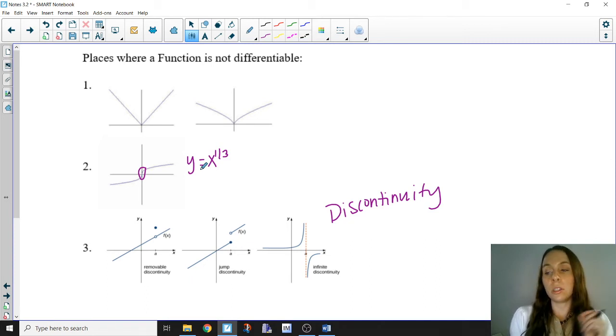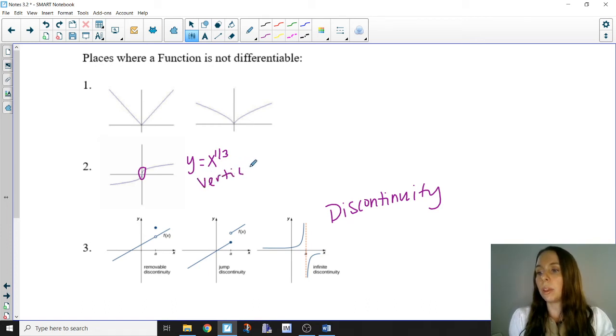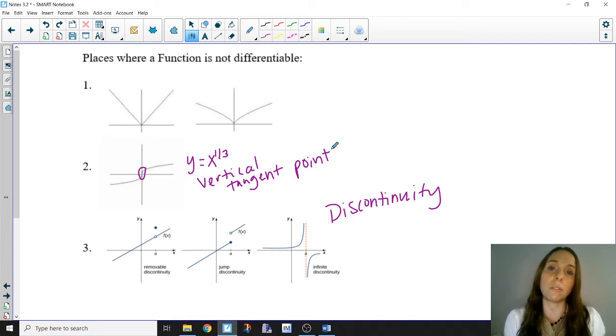So if you were to zoom in on that specific point, you would see what the tangent line looks like, and what you would find is a vertical line. And we know that a vertical line, its slope is undefined, right? So let's call this a vertical tangent point, which is also a place that you need to be aware of that is not differentiable because the slope of a vertical line is undefined.